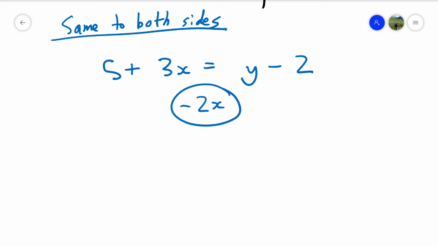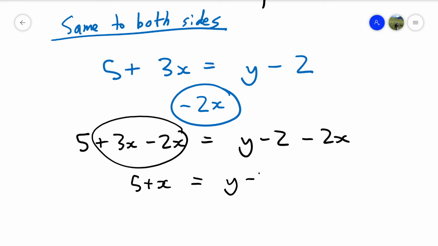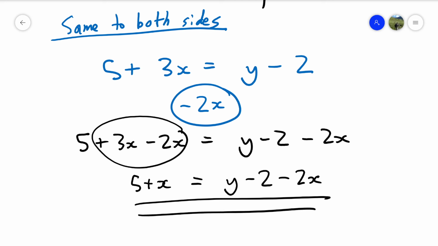Okay, it's a plus or a minus. In this case, it's a minus, so we do it once to each side. So you end up with 5 plus 3x minus 2x equals y minus 2 minus 2x. Now let's just simplify it. 3x minus 2x, that's just x. So that'd be 5 plus x. And then we can't simplify the other side because we've got a y and then a number and then some x's. So that's the answer.